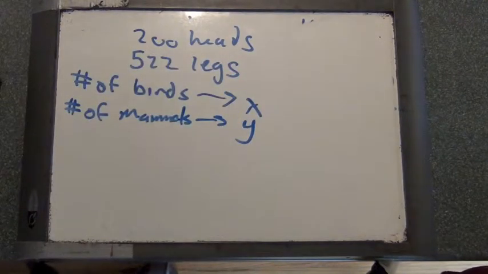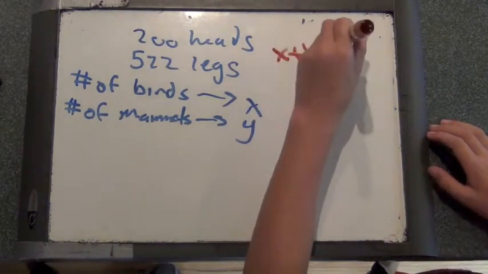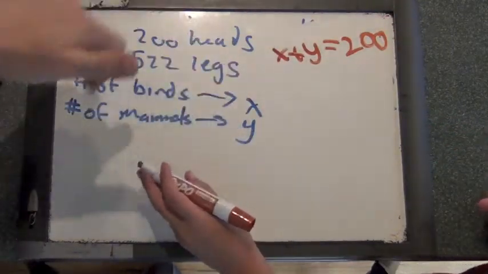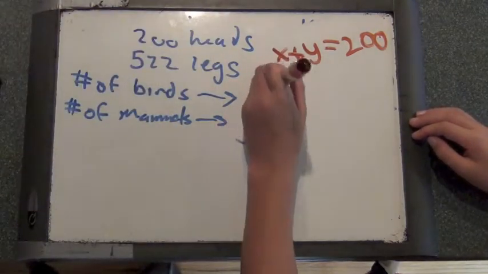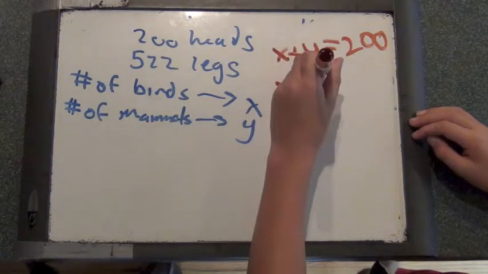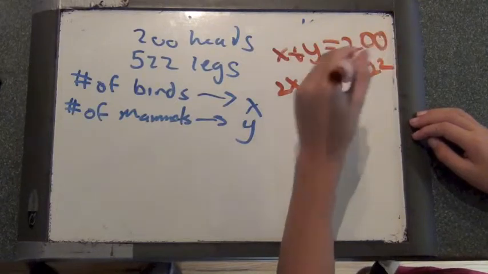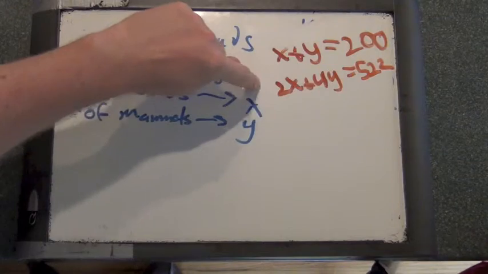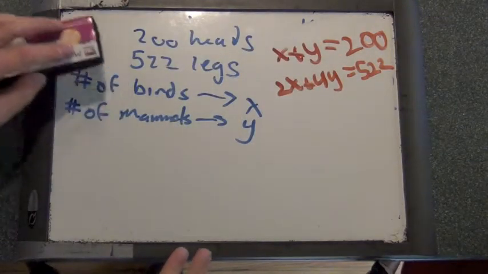So what can you tell me about X and Y? Well, I know that X plus Y is 200. How do you know that? From the heads. Each bird has one head, each mammal has one head. The total number of heads is 200. That's X plus Y. And also, 2X plus 4Y is 522. How did you figure that out? From the number of legs. Each bird has two legs, that's the 2X. 4Y is the number of legs each mammal has.